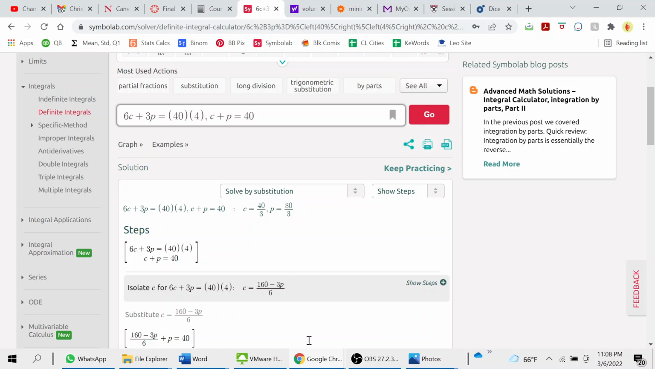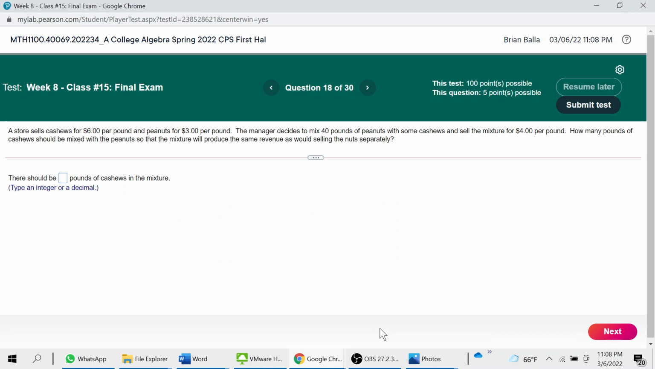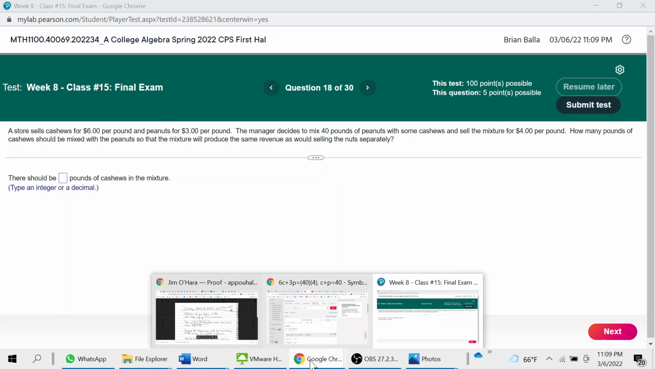Okay, this is a problem. How many pounds of each cashew? Wait, what's this here? How many cashews should be mixed with the peanuts so the mixture will produce the same revenue as selling the nuts separately? Oh, wait a minute, hold on. 40 pounds of peanuts with some cashews.